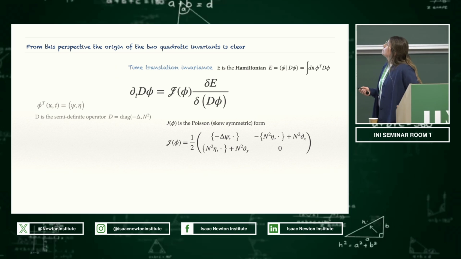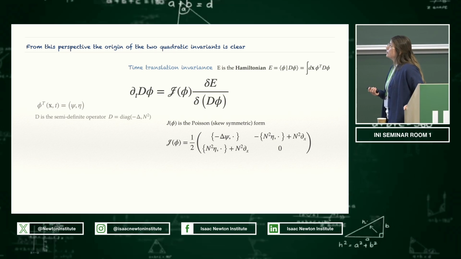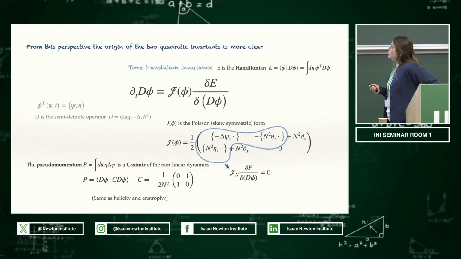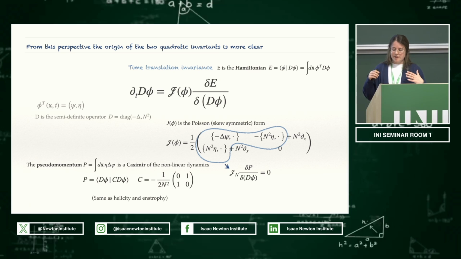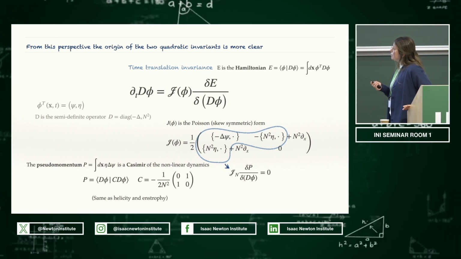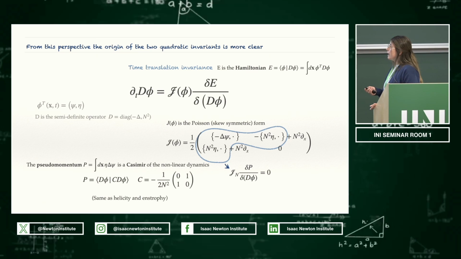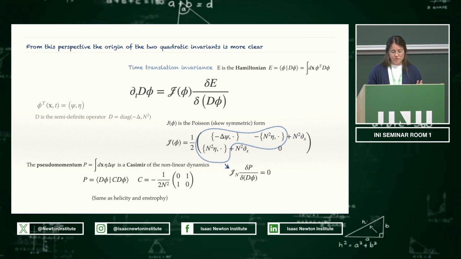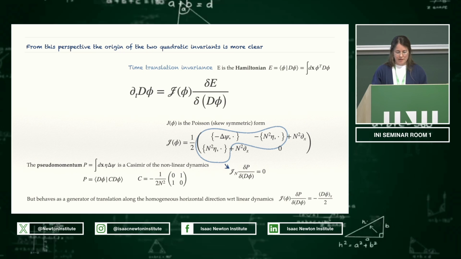One reason why it's useful to write it in this form is that now the origin of the invariants is clearer. It's clear that energy is indeed the conserved charge with respect to translation in time, because it's really the Hamiltonian. And the origin of the second invariant, the pseudo-momentum, is a little bit more interesting. It's called the Casimir of the Poisson form. The Poisson form was a generalization in the 70s of Hamiltonian symplectic structures in order to include the class of Euler-Arnold equations, and in particular the Euler equation. It's conserved because it's in the kernel of this Poisson form, and the same is true for helicity, for example, and entropy in the Euler equation, and entropy also in the Rossby equation. They all have the same mathematical structure.